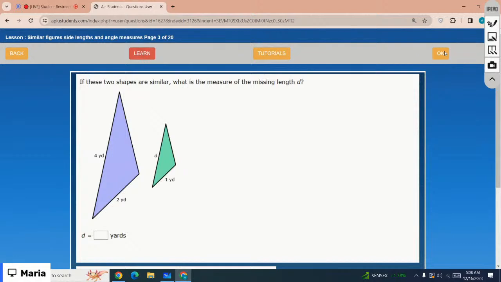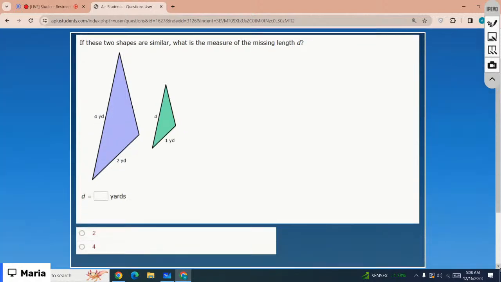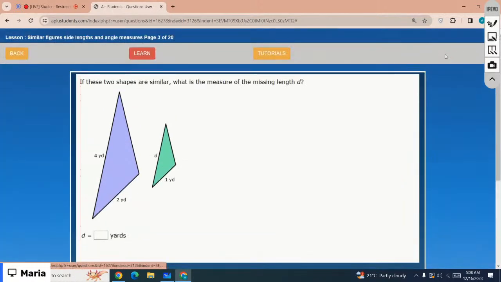If these two shapes are similar, what is the measure of the missing length D? You have to form a proportion between the similar sides and then solve for the missing variable. So which is the correct option? Very good. The correct option is D equals the missing value.